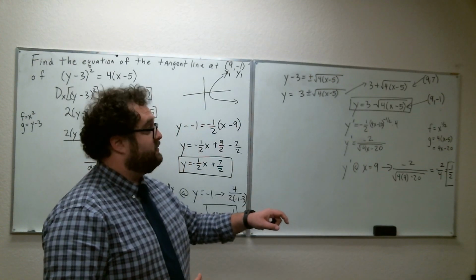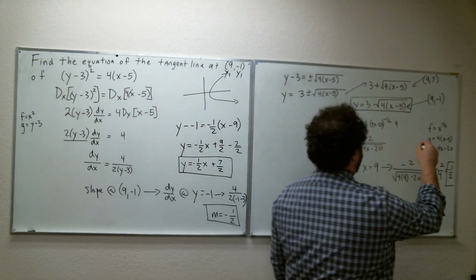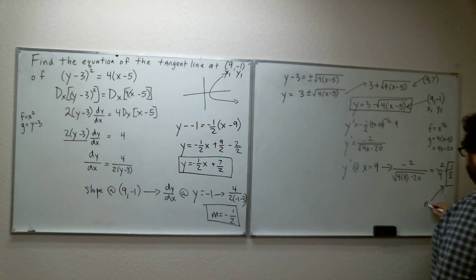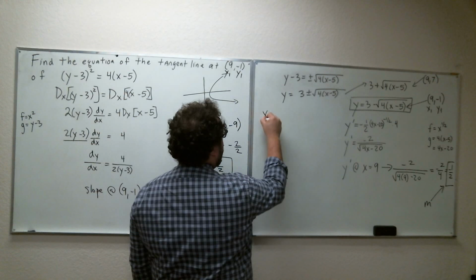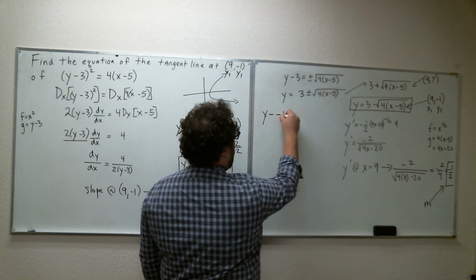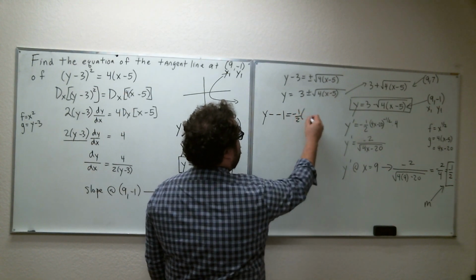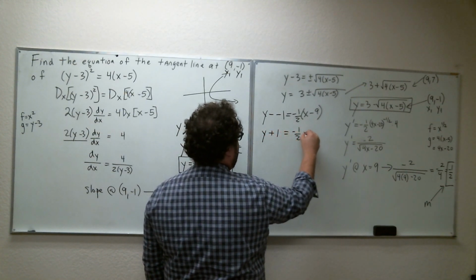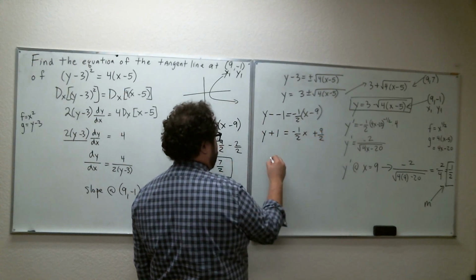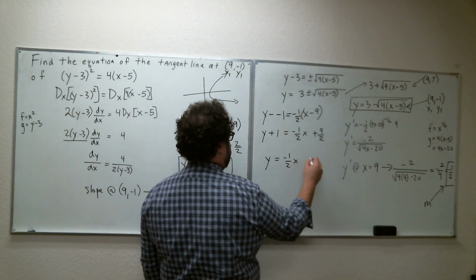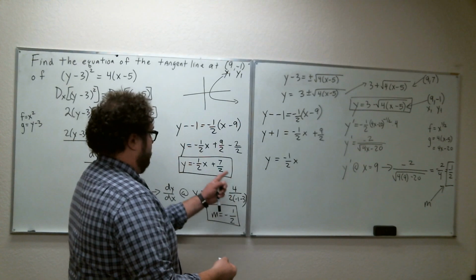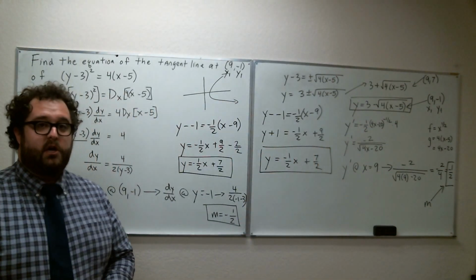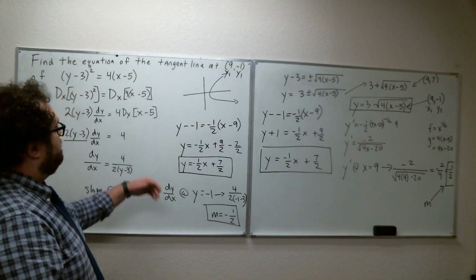So now I would just repeat the process. I take my point, 9 comma negative 1. I label it as x1 and y1. I then say there is m, and I use point slope form. So y minus y1, which is negative 1, equals m, which is negative half, times x minus x1, which is 9. I get y plus 1 equals negative 1/2 x plus 9/2. And finally, I get y equals negative 1/2 x, and if I subtract 1 from 9/2, we already saw that's 7/2. So we get the exact same answer using explicit derivatives as we do when we use implicit derivatives.